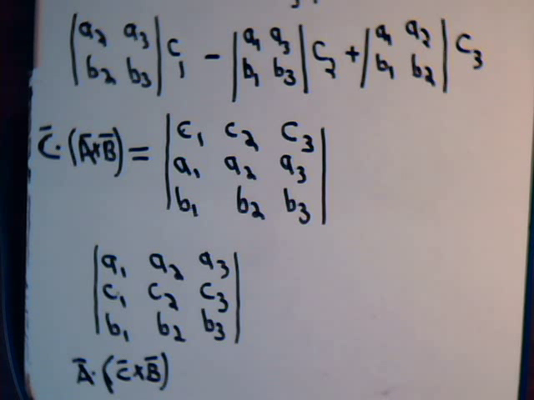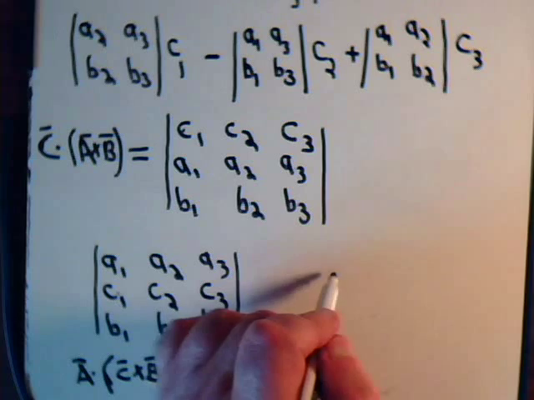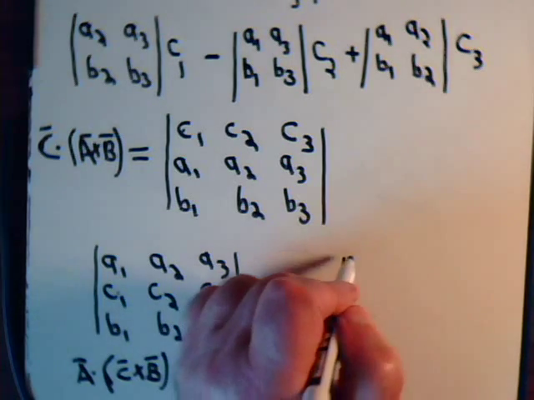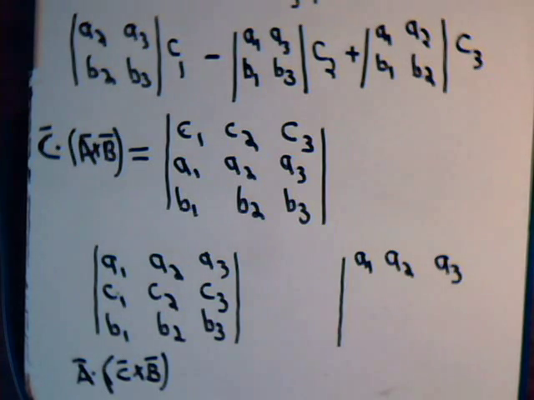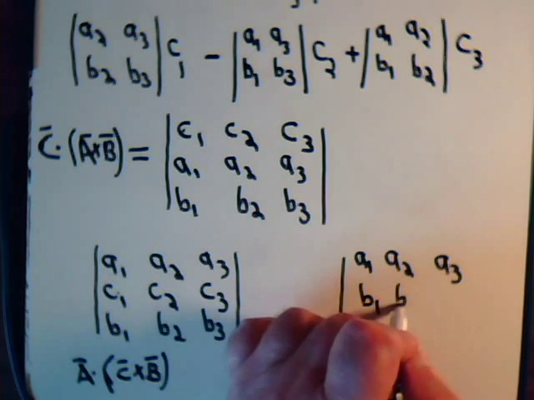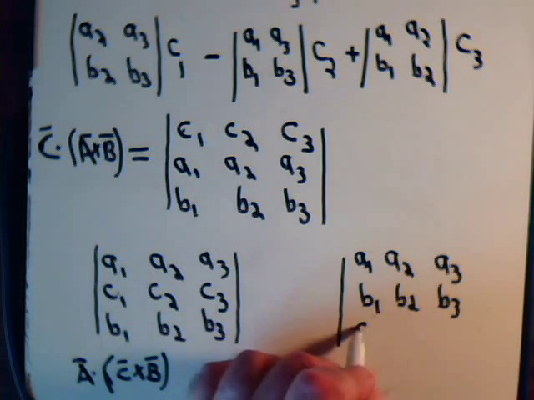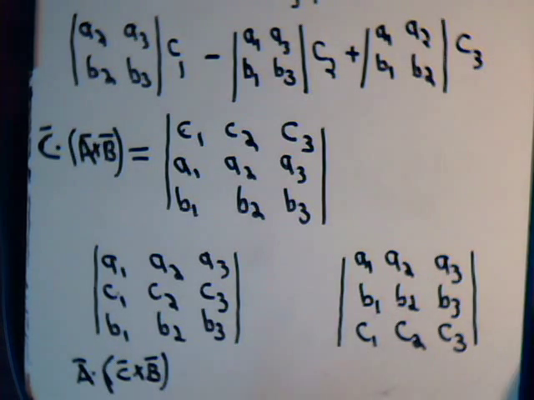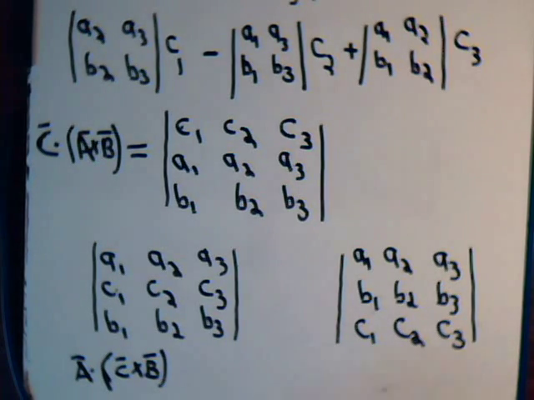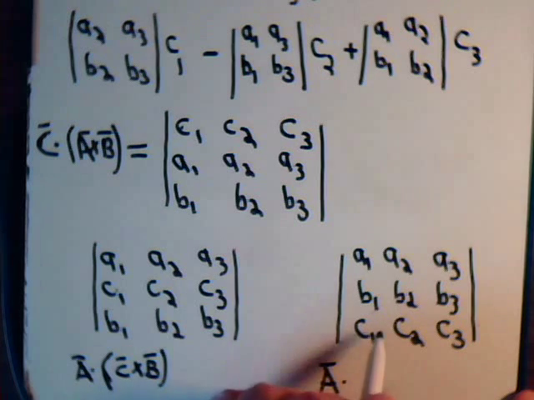Now, suppose that we left the A components on top, but we switched these two rows around. So we would have A1, A2, A3, then B1, followed by the C components. And again, if we follow the same pattern, that would be the vector A dot B cross C.